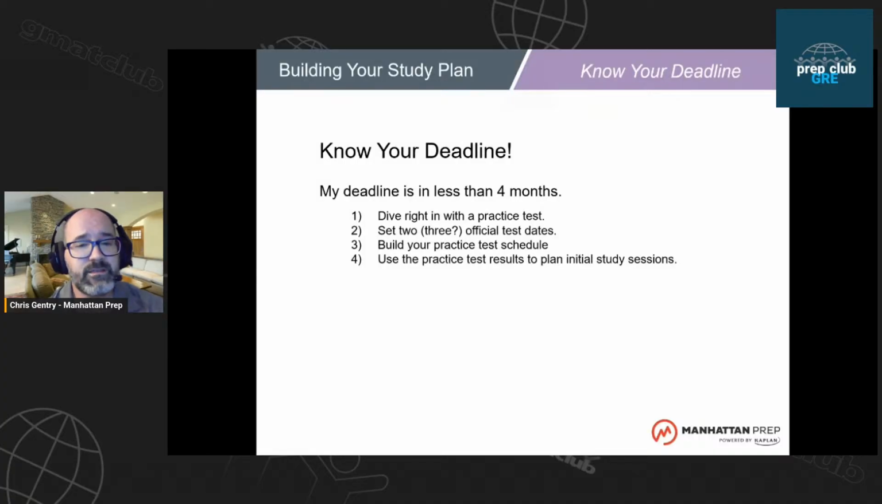Once you have your official test date done, build a practice test schedule. Within 3 weeks of an official test date, you want to be taking a practice test every week leading up to your first official test. So, presuming you're taking the test in the next 50 days, in 4 weeks, maybe 3 weeks from today, you want to start taking one practice test a week.